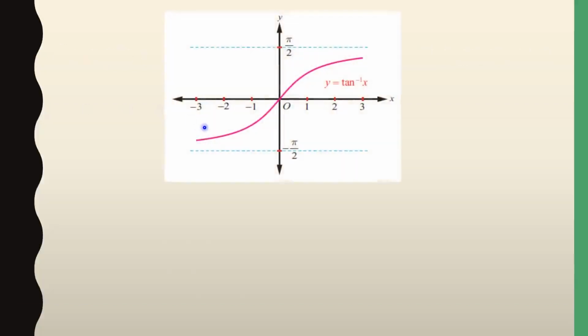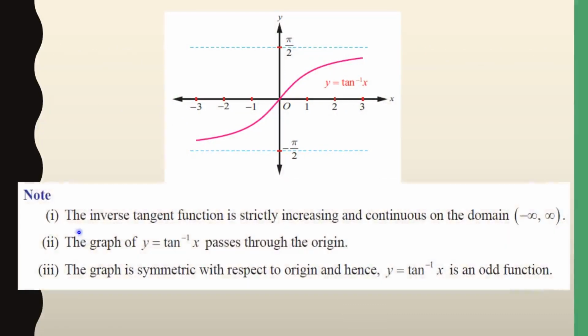From the graph of the inverse tangent function, we observe some notes. Let us see the first point. The inverse tangent function is strictly increasing and continuous on the domain minus infinity to infinity. Earlier, in the tangent function, we saw the curve had discontinuities. But in the inverse tangent function, the curve is strictly increasing. It increases from below and keeps going on, within the interval minus infinity to infinity.